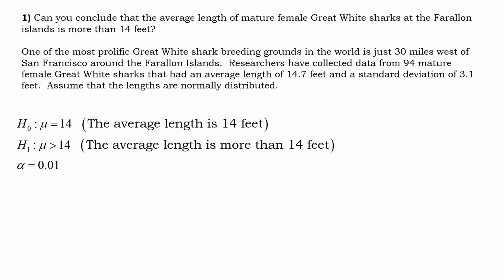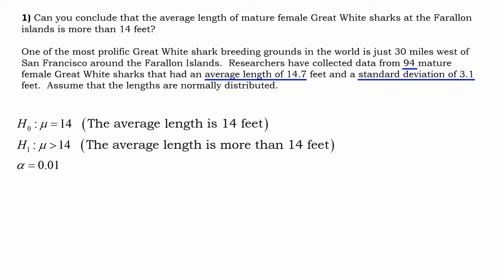Okay, so let's look back at the data we had earlier when the scenario was presented. What do we know about the length of female great white sharks around these islands? Well, we have a sample of 94 sharks that had an average length of 14.7 feet and a standard deviation of 3.1 feet. Again, because this information is about the 94 sharks, they are a sample. They're not all the sharks that live near or frequent the island. So this average is a sample mean, and the standard deviation is the sample standard deviation.